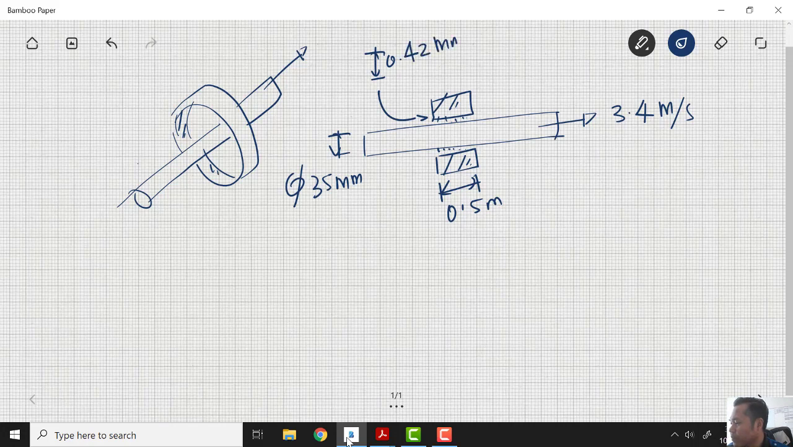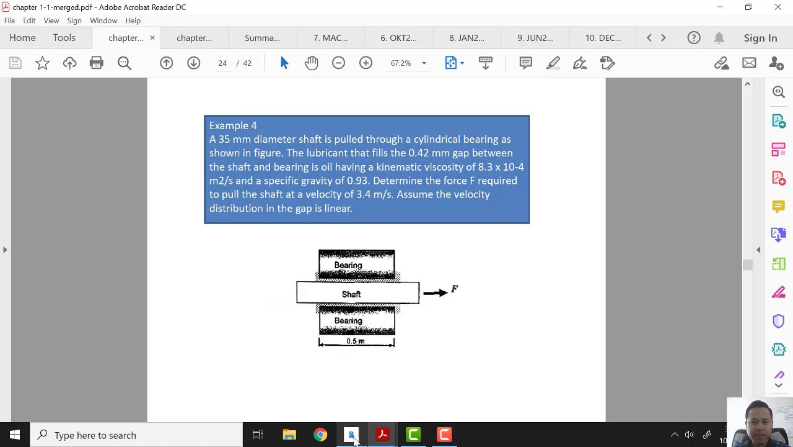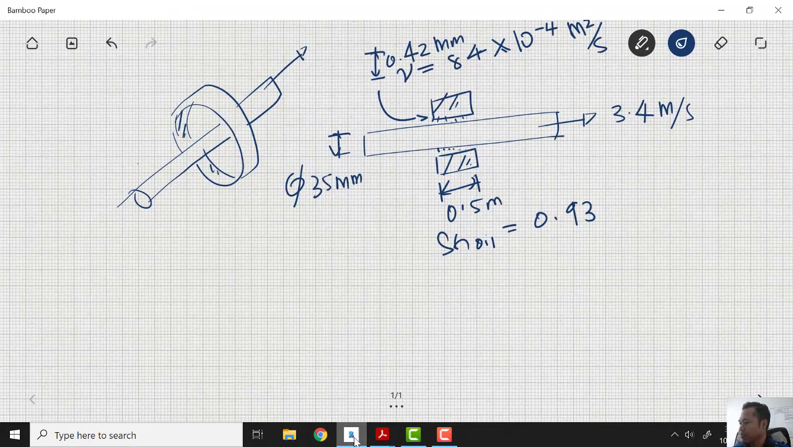The kinematic viscosity of the oil is nu equal to 8.3 times 10 to the power of minus 4 meter squared over second, and the specific gravity of the oil is 0.93. Okay, assume this is correct.